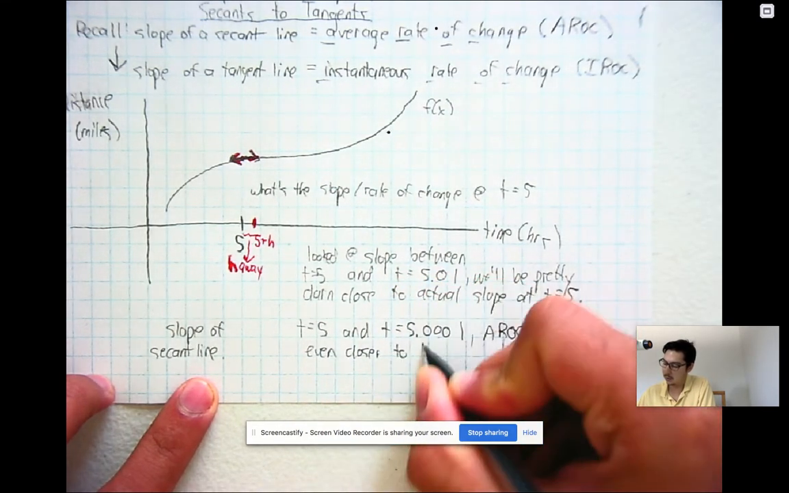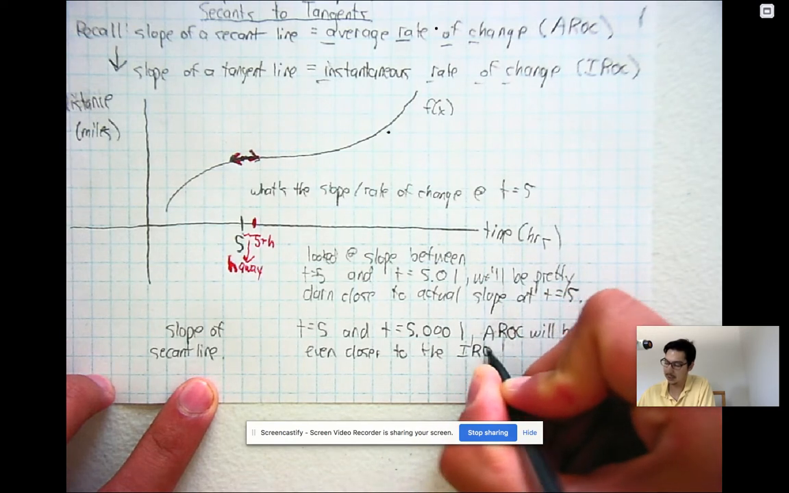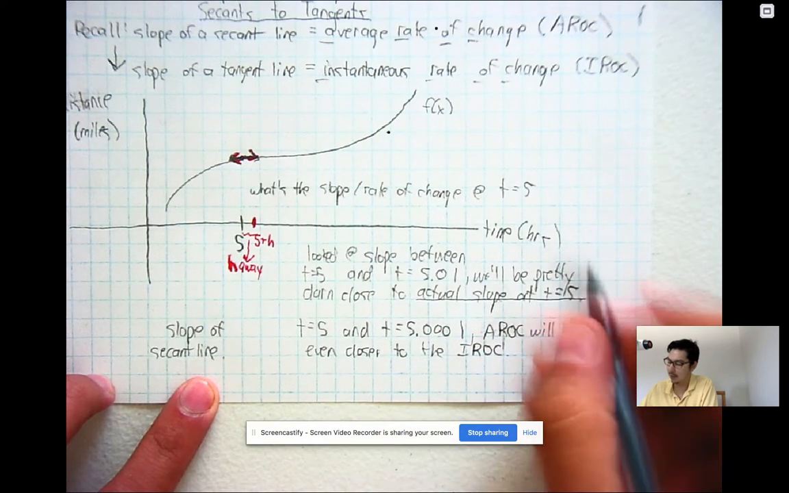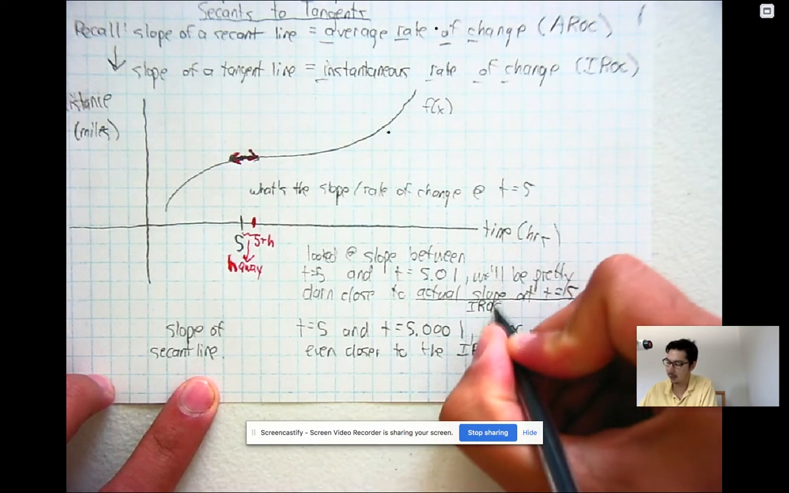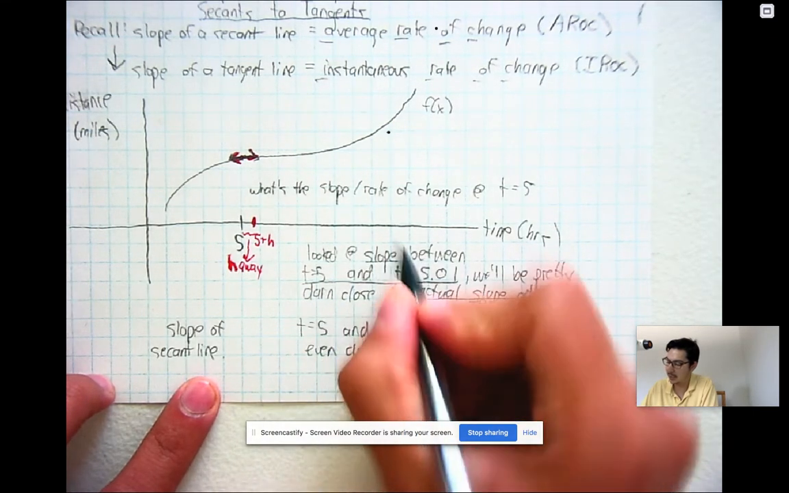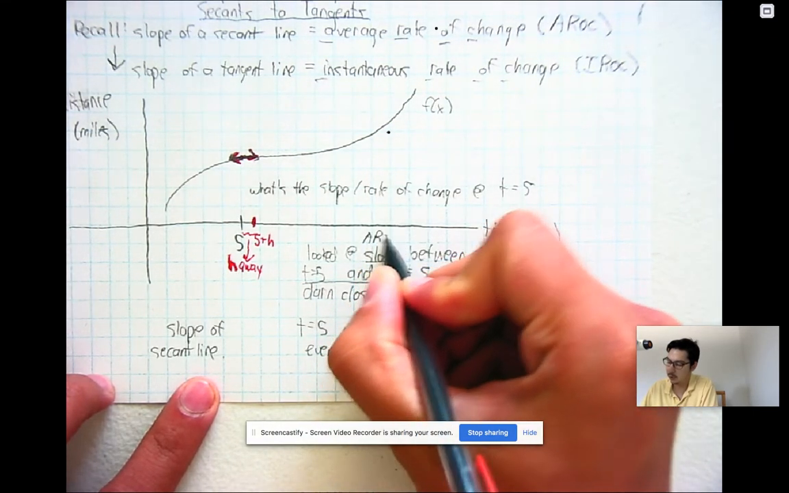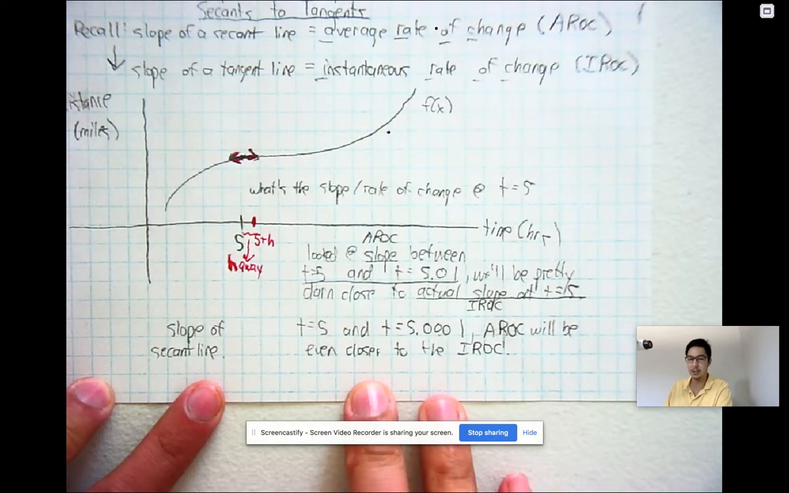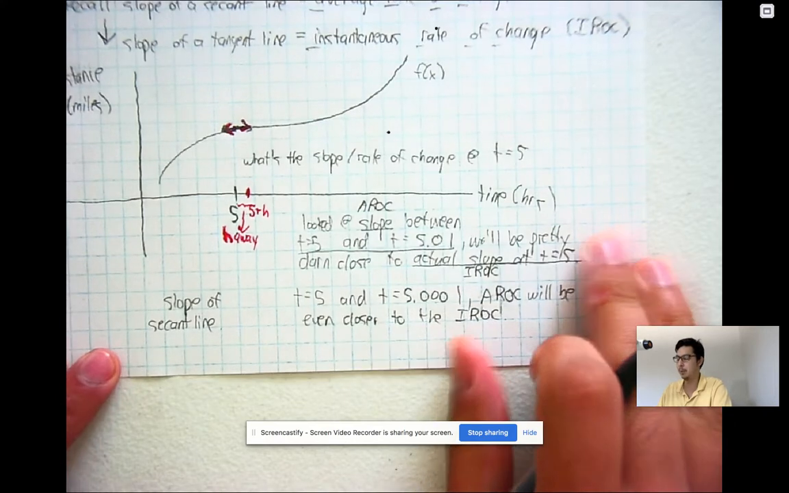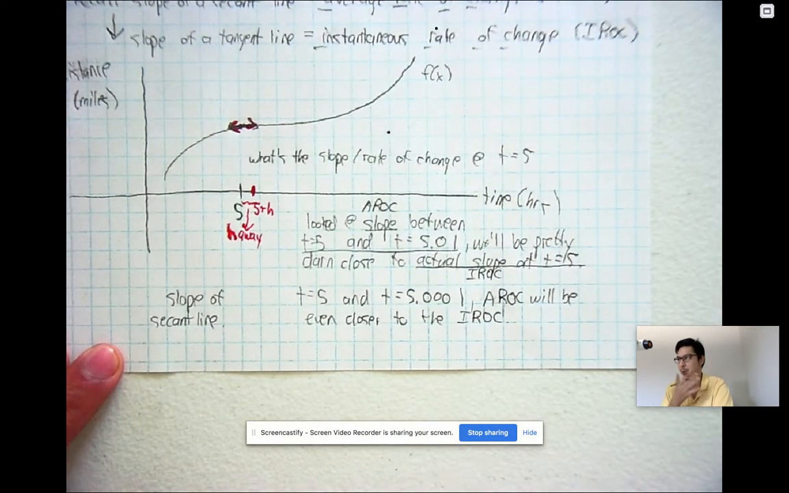to the instantaneous rate of change, right? Because when I say actual slope at t equals 5, that's the IROC, that's what's happening at that moment. And the slope between these 2 points, well, that's the average rate of change, the AROC, right? So we're getting even closer to knowing the value and the slope at a particular moment, the speed, the rate of change at a time.